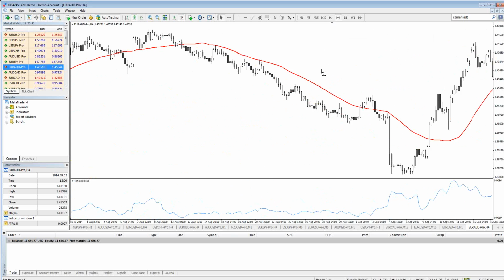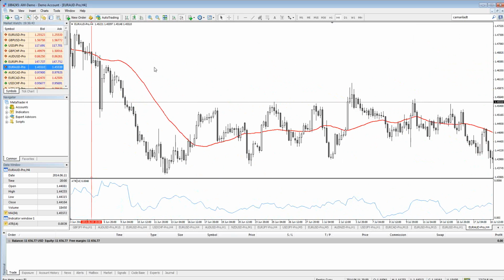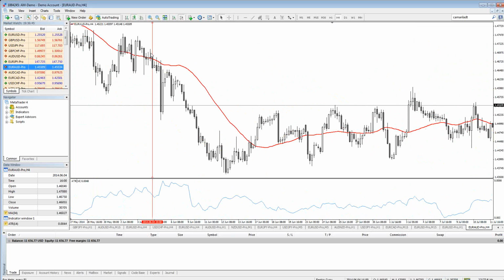So look at this. Close above, then close below. These are the best entries.